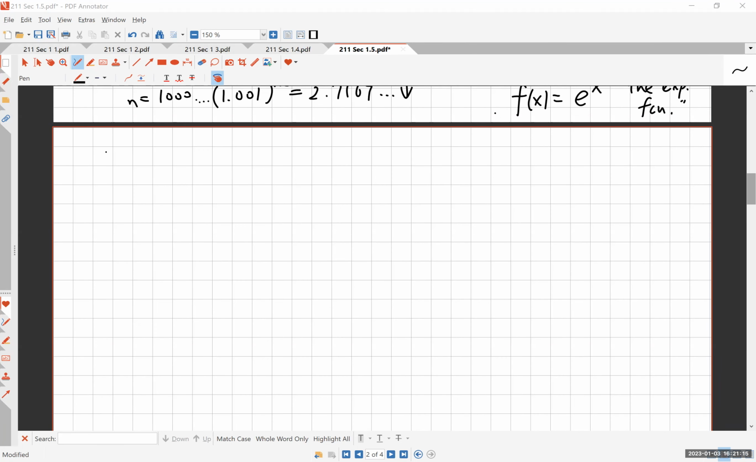All right, we'll continue with section 1.5. Now we move on to the second part, which is logarithmic functions.